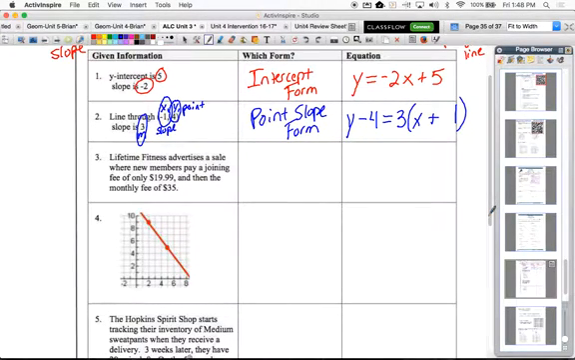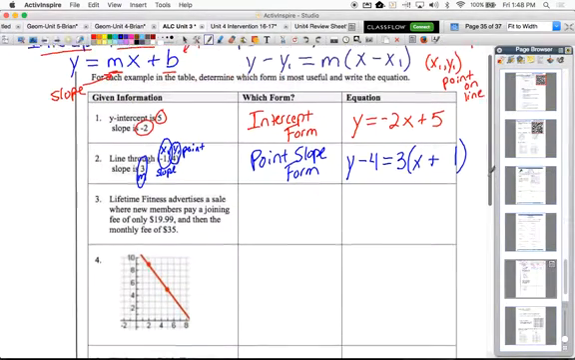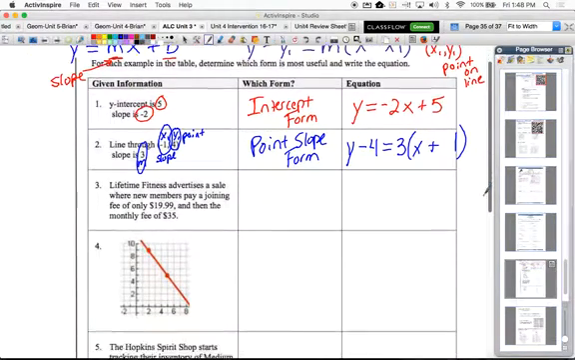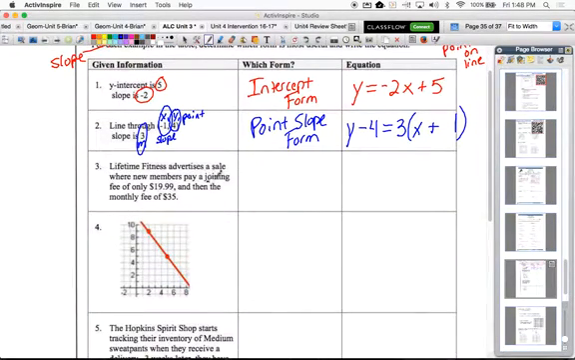All right, number 3. Lifetime Fitness advertises a sale where new members pay a joining fee of only $19.99 and then a monthly fee of $35. So now we have to kind of think about what each form is giving us and how it fits into this context. So if we're looking at the joining fee of $19.99, hopefully you're seeing that's kind of like a starting value, a starting amount, and how the $35 fee is a monthly fee. So you're going to be paying it each month.